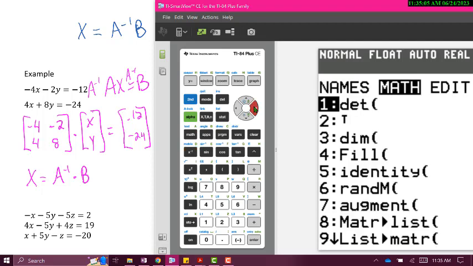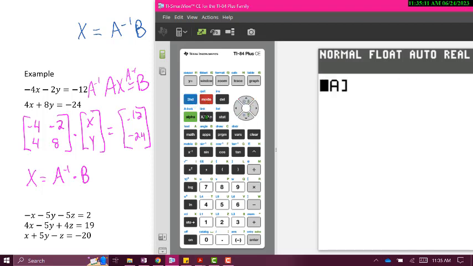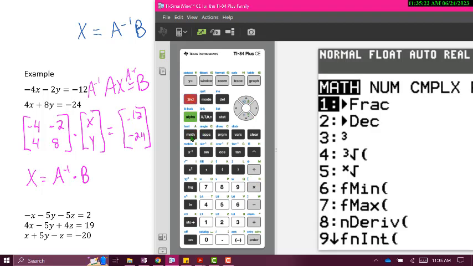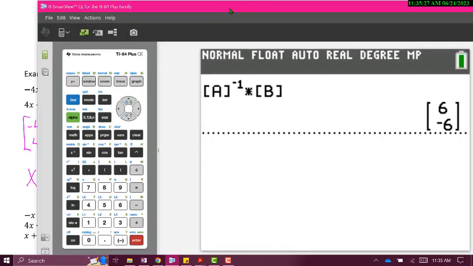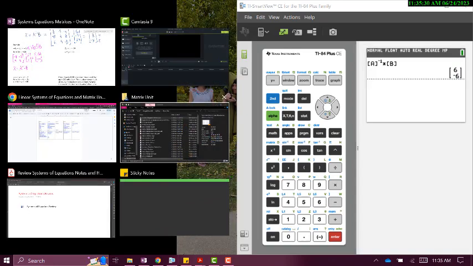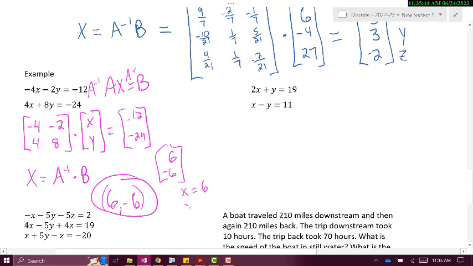And if we go over to math, we can do... it's not the easiest way to do it. So we'll raise this to the negative first, which is finding the inverse, times our B matrix. Keep hitting the wrong thing. And we get a solution of 6, 6. So this is not quite our answer because it doesn't really say anything. This is our answer as an ordered pair, or x equals 6, y equals negative 6.